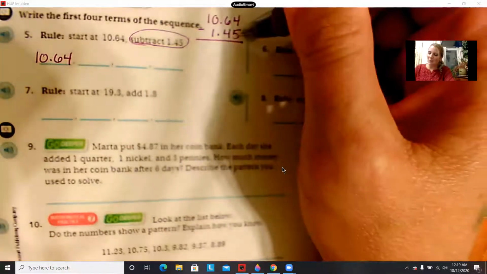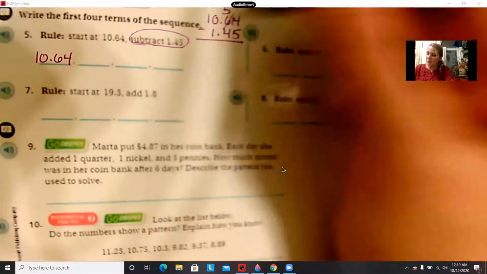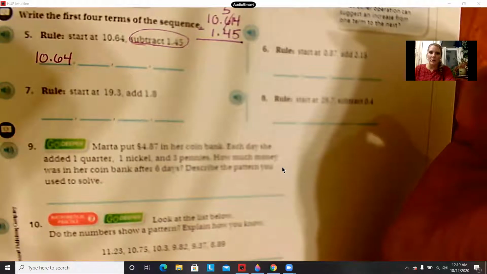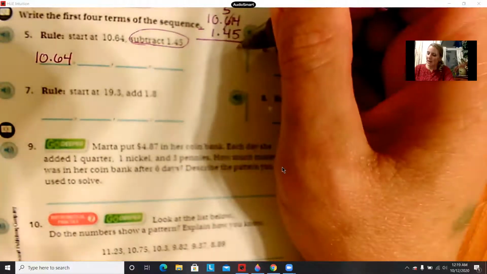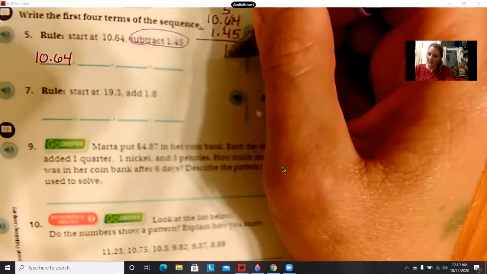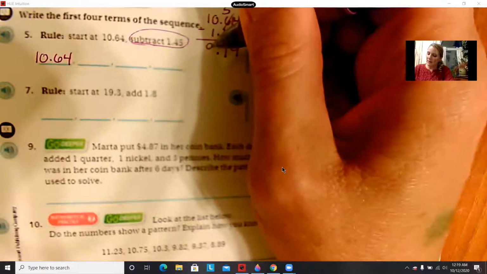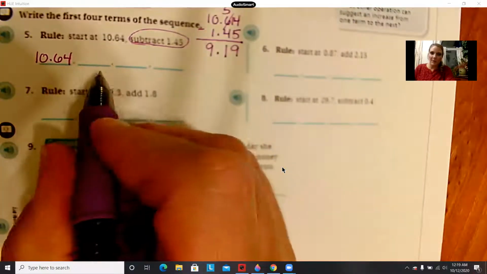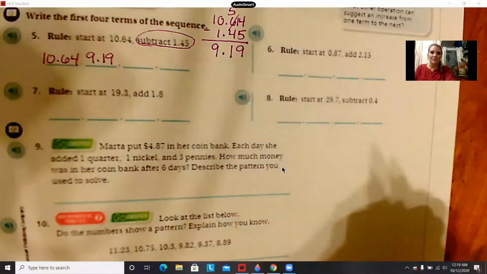All right, can I take 4 minus 5? No way, Jose, so go next door. Hey, 6, can I borrow from you? Sure. And put your 1 here in front of the 4. 14 minus 5? 9. 5 minus 4 is 1. Bring down that decimal point. 10 minus 1 is 9. So my next term in my sequence is 9 and 19 hundredths.